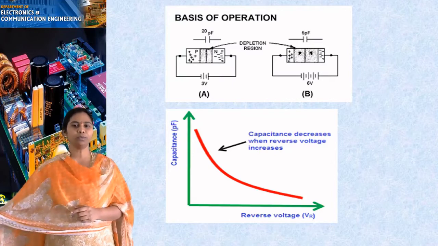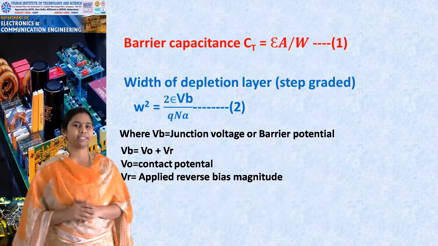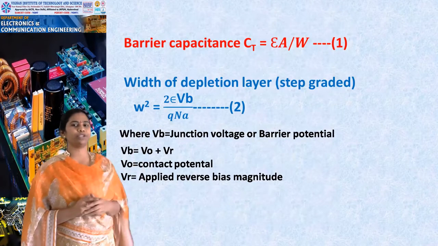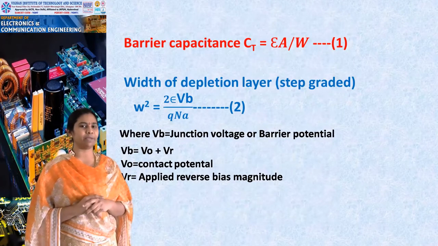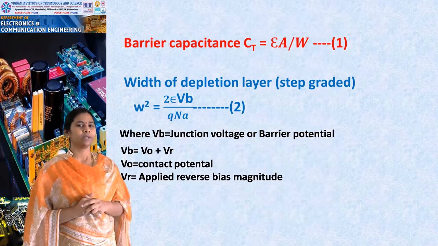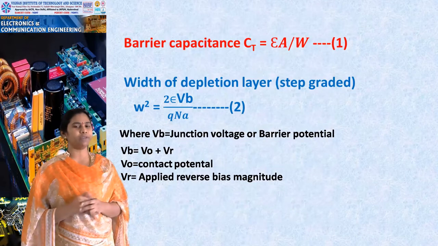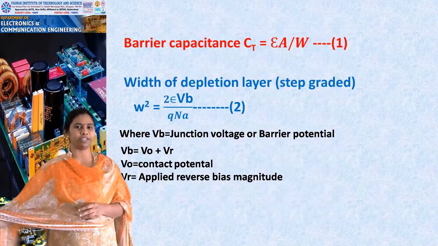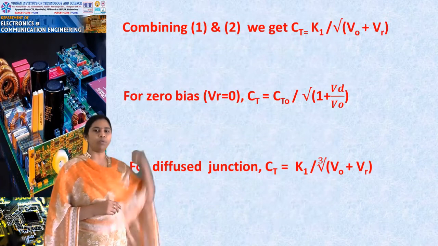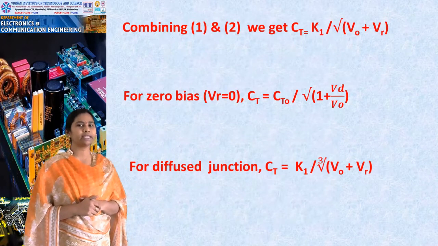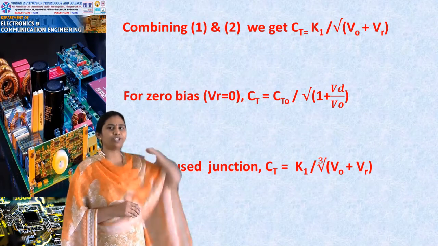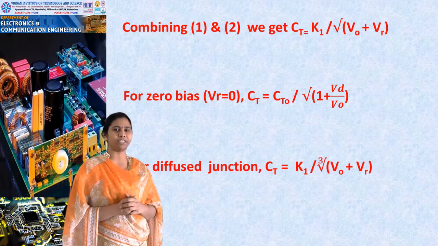So this is about the transition capacitance equation, and you have an equation for the width of the depletion layer for a step graded junction. So V_B value is V0 plus VR. V0 is your contact potential and VR is the applied reverse bias voltage. With this, you can get the 3 equations, that means combining equations 1 and 2, you can get the capacitance value Ct equals K1, which is a constant value, by under root V0 plus VR.